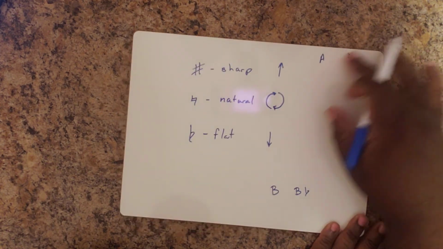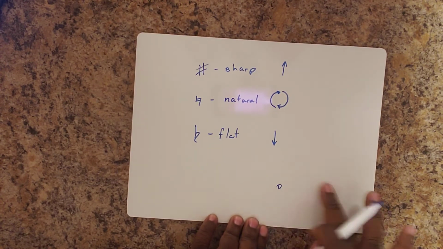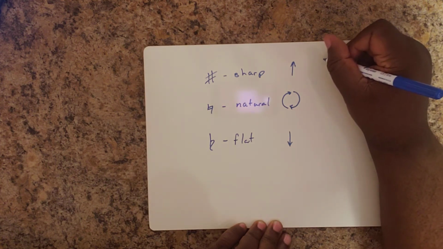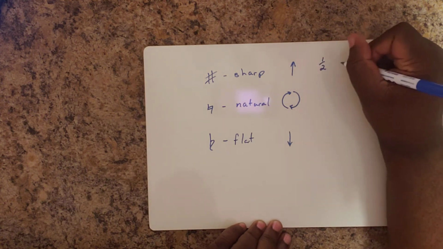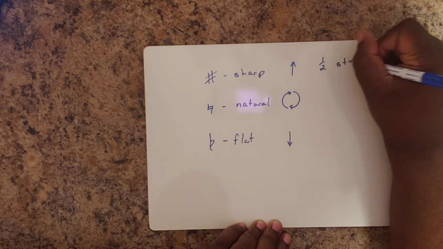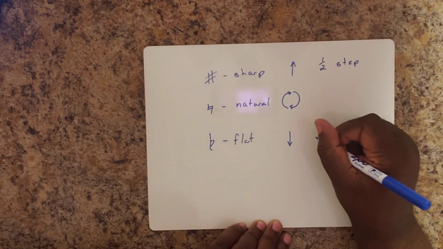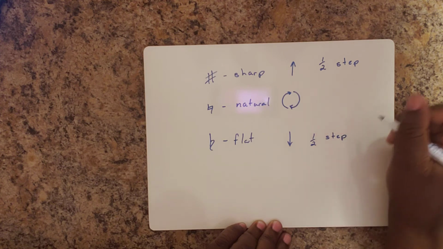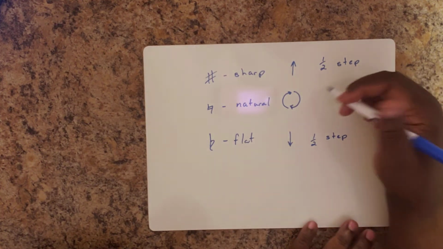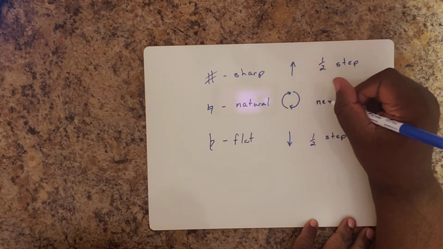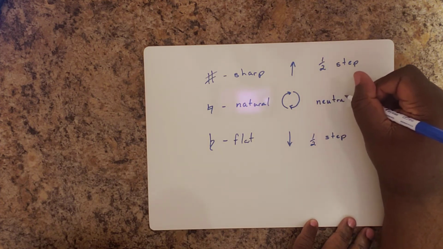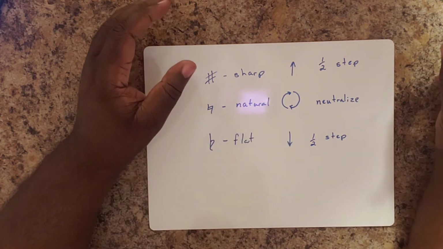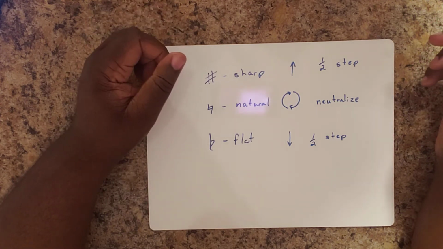So I'm going to actually give distance in terms of intervals, or how we determine how far a sharp goes. A sharp takes a note up 1/2 of a step. And a flat lowers a note 1/2 of a step. Now this natural sign, I'm just going to put neutralize. Because it can do both. And it can actually do a little bit more than that, but it can definitely do both.